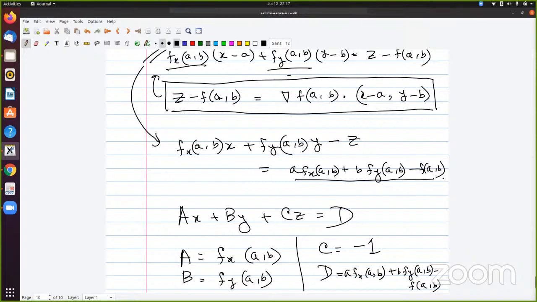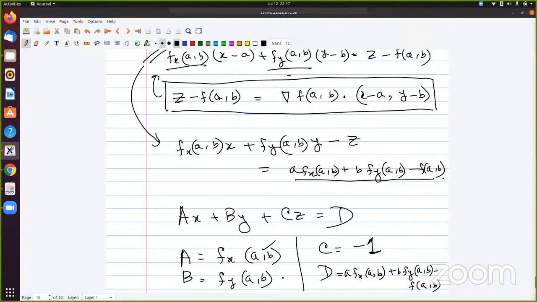So earlier I was saying the Gaussian vector, the third component I will add minus 1 so that it will be perpendicular to the tangent plane, right? Now can you see the reason why the third component was minus 1?